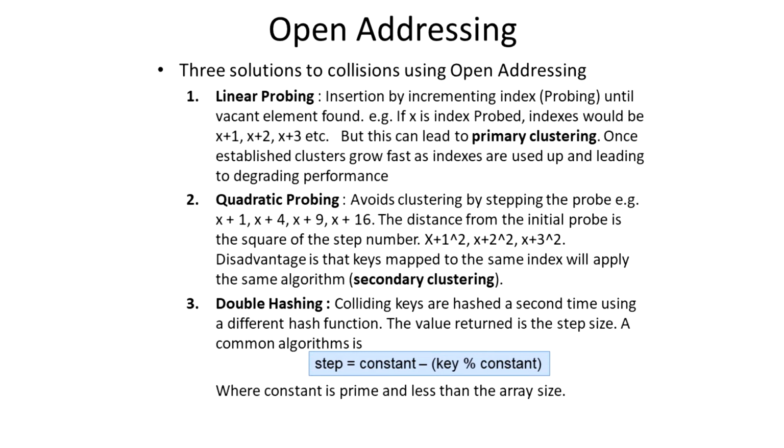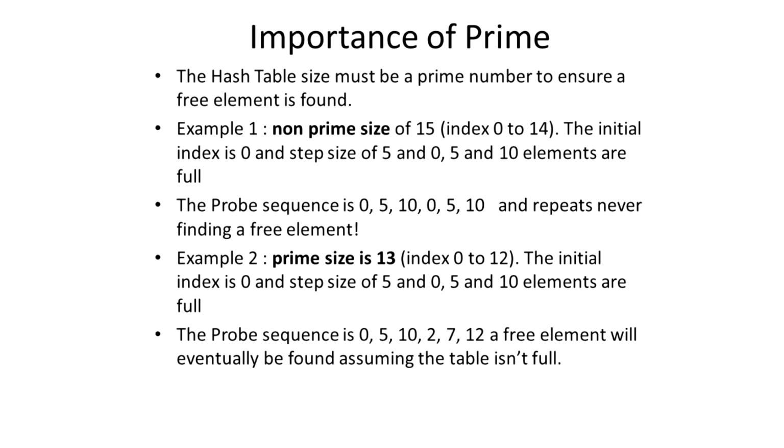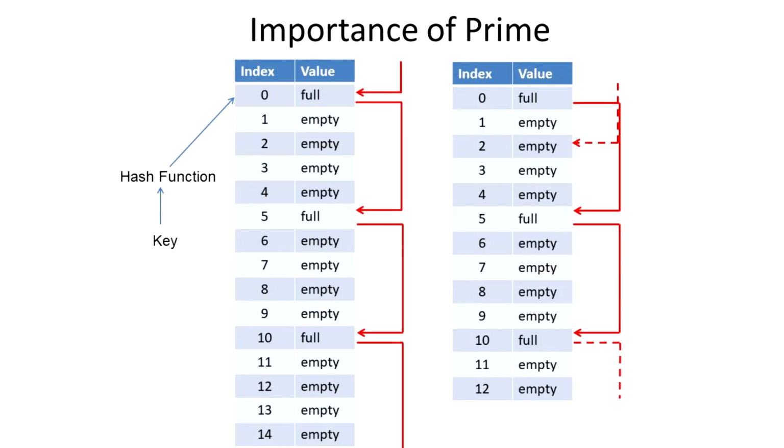But for this to work successfully, it's important that the size of the hash table is a prime number. So consider the illustration on the left-hand side, where the size of the array is 15, which isn't a prime number, and if the step size was, say, 5, then once the multiples of 5 (0, 5, 10, and 15) are full, the algorithm gets stuck in an infinite loop and has no place to insert the new item.